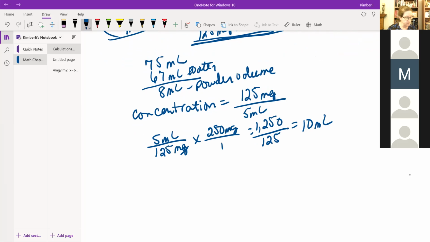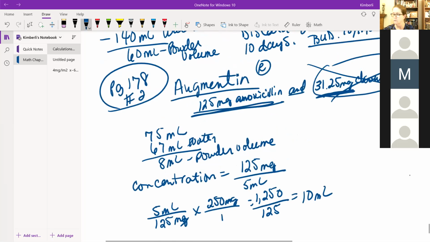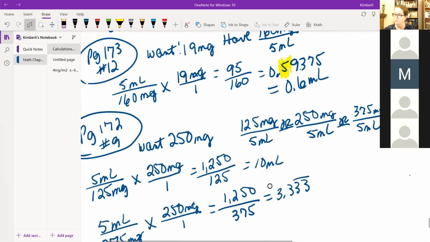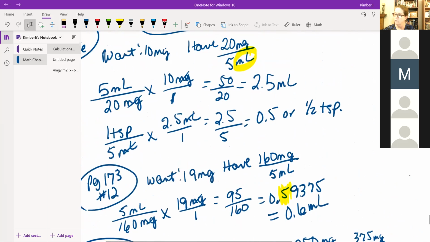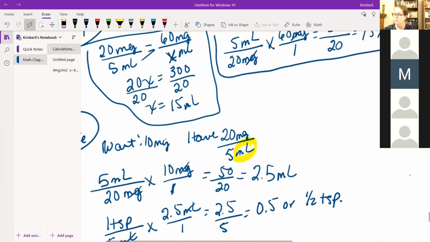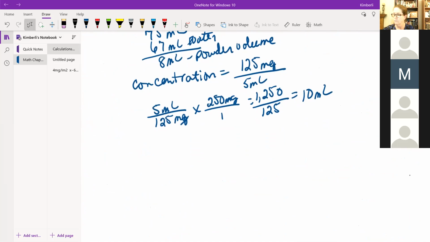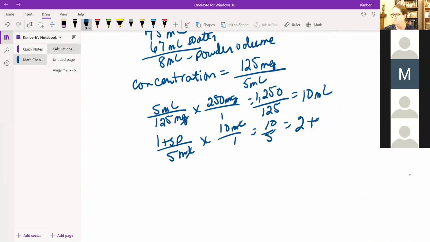Okay, so then what is that volume in household measurements? 2 teaspoons. Just like this one up here, right? We ended up with 10 mLs, which is 2 teaspoons. And that one was a half a teaspoon. One teaspoon is 5 mLs, times 10 mLs over 1. 10 divided by 5 is 2 teaspoons.